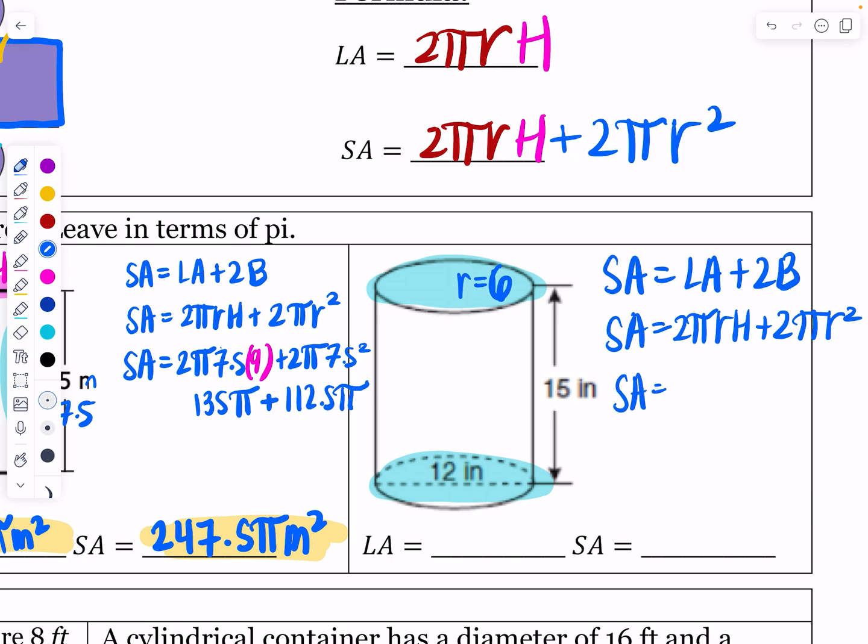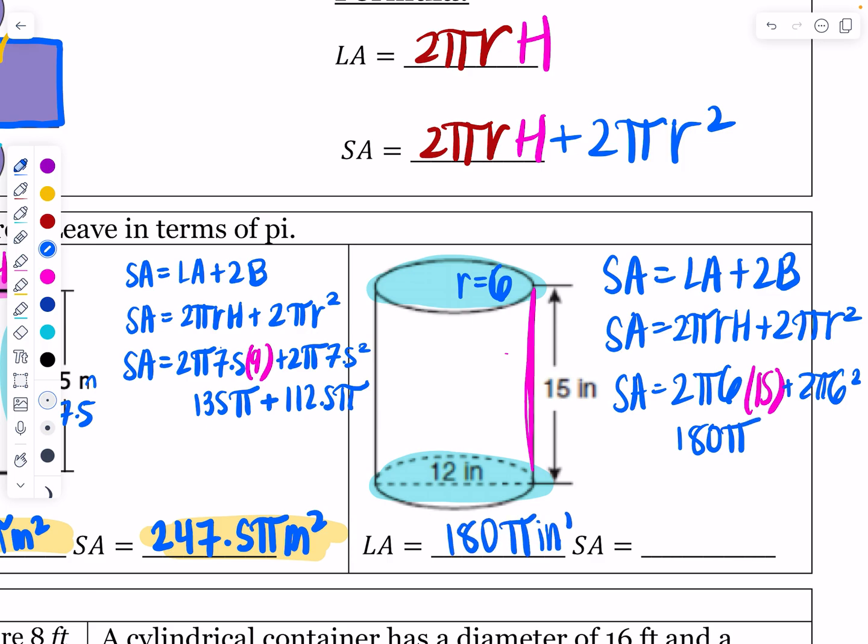Surface area is going to be equal to 2 pi 6. What's my height between the bases? 15. Plus 2 of those bases. The area of a circle is pi r squared, so 2, because I have 2 of them, times pi 6 squared. So what is 2 times 6 times 15? That's going to be 180 pi for my walls of this cylinder, inches squared.